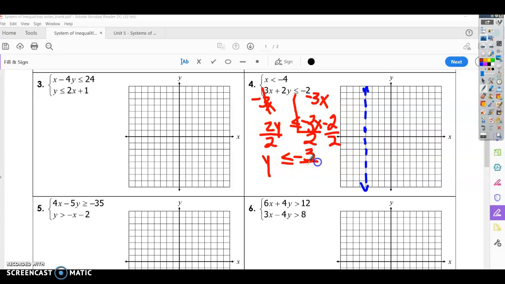So -3/2 x. And this becomes -1. So I've got a y-intercept of -1. And I've got a slope of -3/2. So 1, 2, 3, 1, 2.